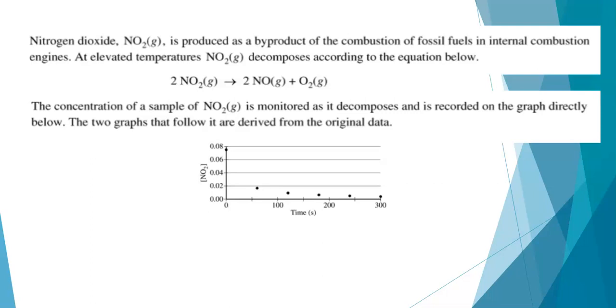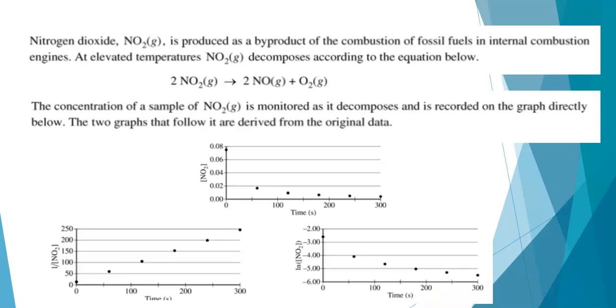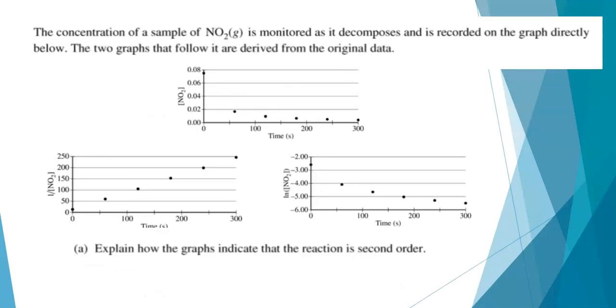And then 2 more graphs are provided to us that were developed from the original data. So we've got all kinds of information going on here. We've got a reaction, we've got concentration versus time data. Let's jump into the actual question itself. Part A asks, how do the graphs indicate that the reaction is second order in NO2? So really interpreting these graphs is an essential skill for AP Chemistry students.